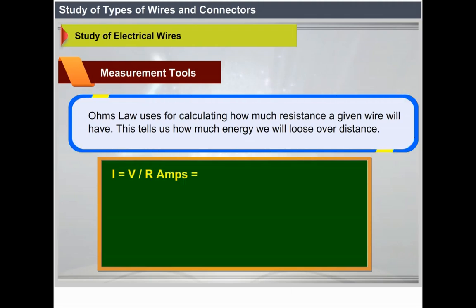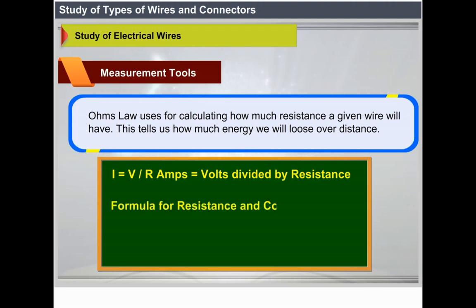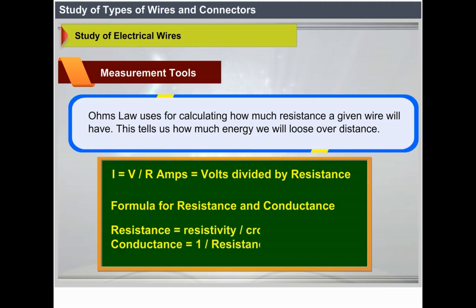I is equal to V by R amps. I is equal to volts divided by resistance. Formula for resistance and conductance. Resistance is equal to resistivity divided by cross-sectional area. Conductance is equal to 1 by resistance.